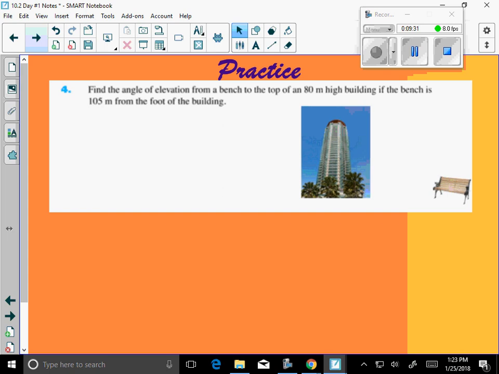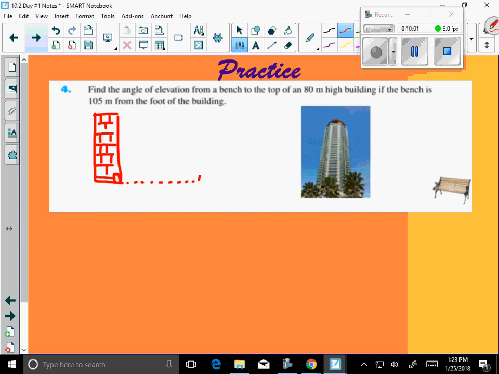Find the angle of elevation from a bench to the top of an 80-meter high tall building if the bench is 105 meters from the foot of the building. Okay, so I gave you a nice little sketch there, but I'm going to just totally make this look terrible and sketch it again. Okay. Here's my boring building. Oh, shoot, I screwed it up already. And then here's a little door at the bottom.